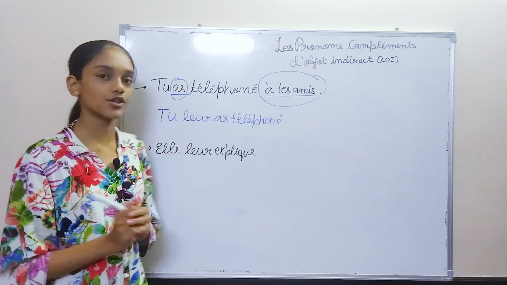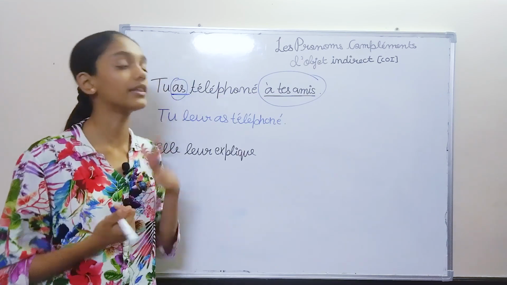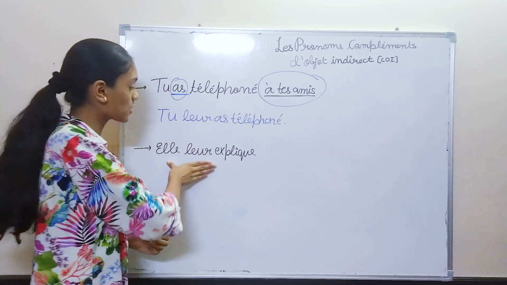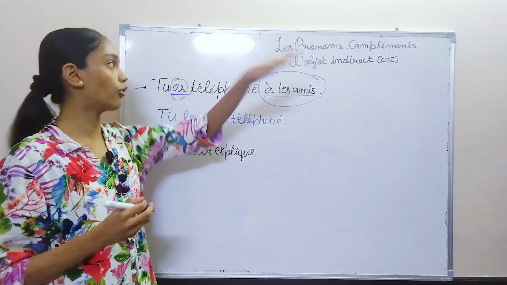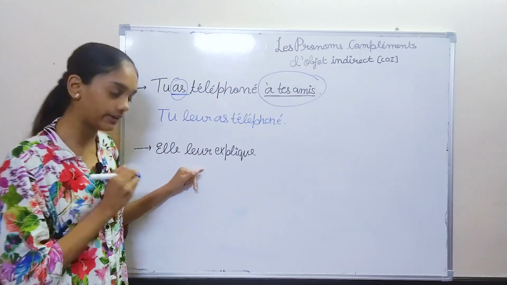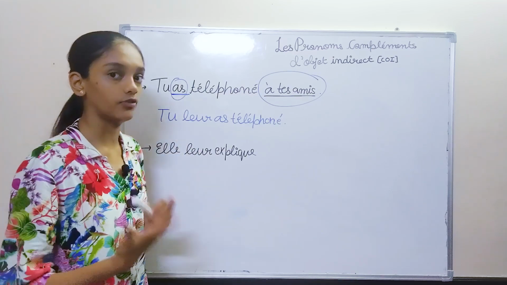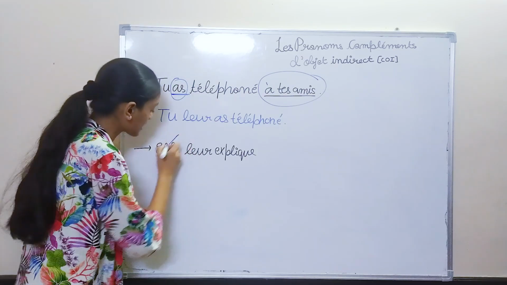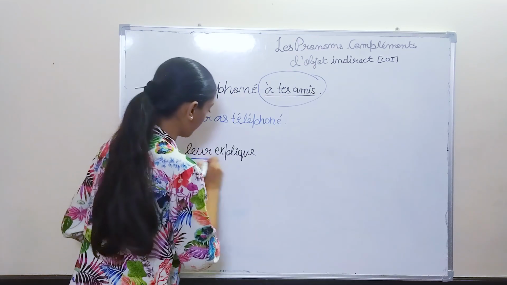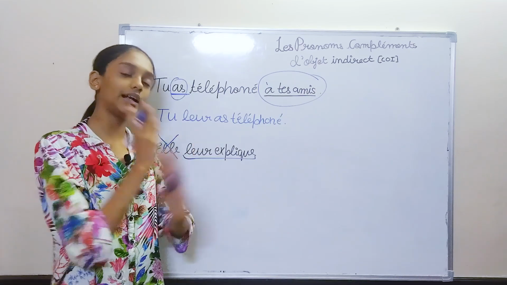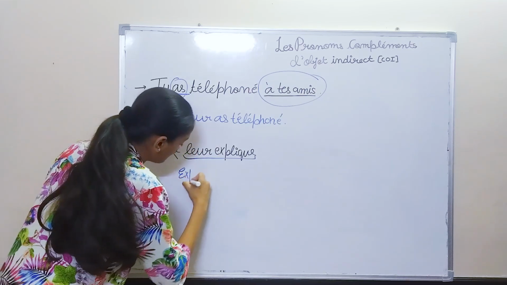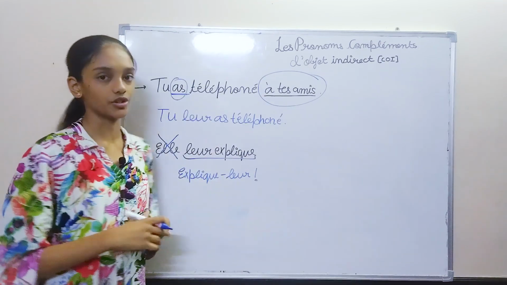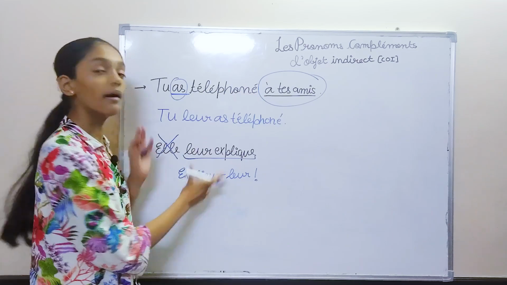Now, I have taken another sentence. Let's do imperative in this. What is imperative? It is used to give an order or a command. So: tu lui expliques. This is already in the pronoun complément d'objet indirect form. Now we need to change it into imperative. Basic rule of imperative: we do not need the subject. So first and foremost, just cancel out tu. What are we left with? Lui expliques. Now, just interchange their positions. So it becomes explique-lui, and in imperative we place an exclamation mark. As simple as that: the verb, then the pronoun.